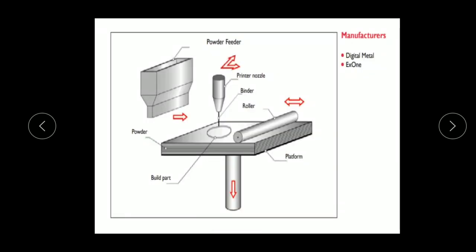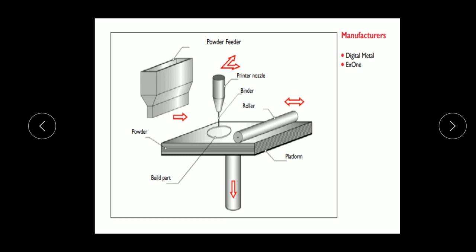Okay, move on to the next method. This figure indicates the direct metal laser sintering system, DMLS. In this method, powder-form particles are used to create the 3D object.